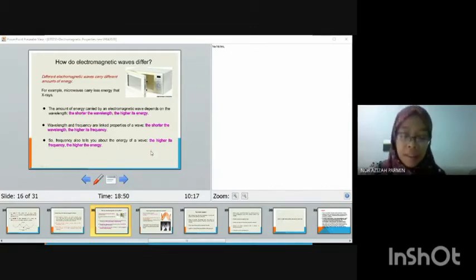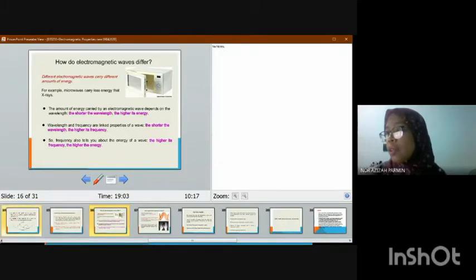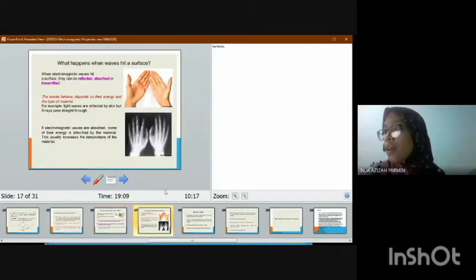So ini yang berdasarkan from the previous slide, I teach you about the amplitude semua tu kan. So bergantung kepada that one. Press then amplitude. Okay. Slide yang nombor 14. Kalau kamu boleh refer situ eh. So okay, what happened when waves hit a surface? Okay, when electromagnetic wave hits a surface, they can be reflected, absorbed or transmitted.